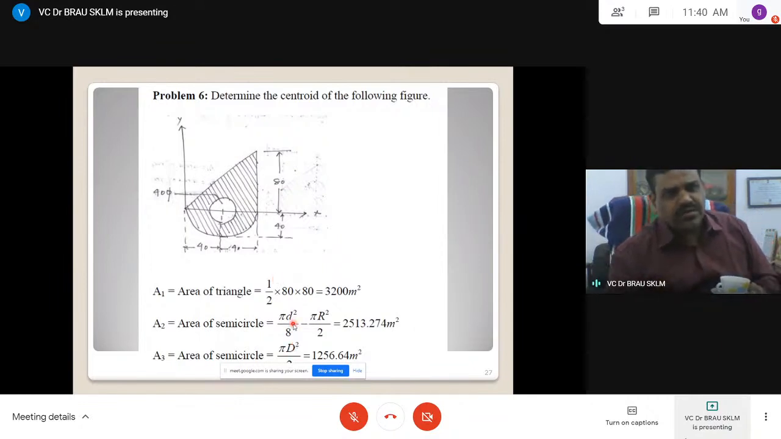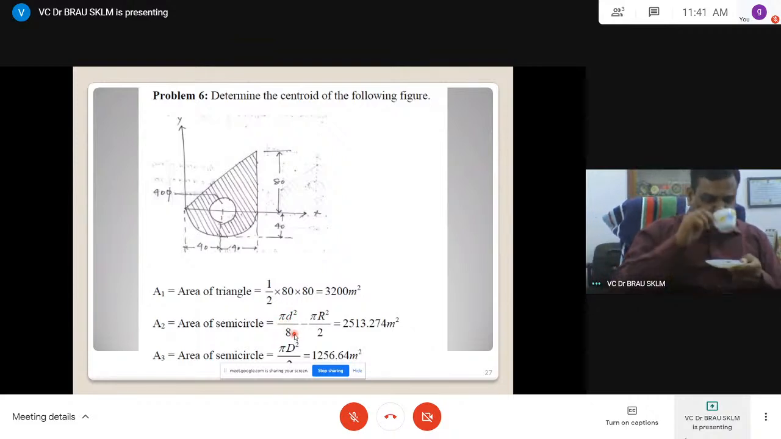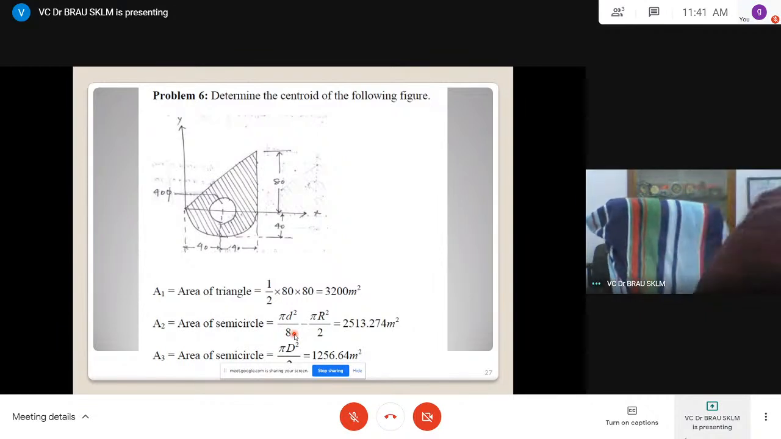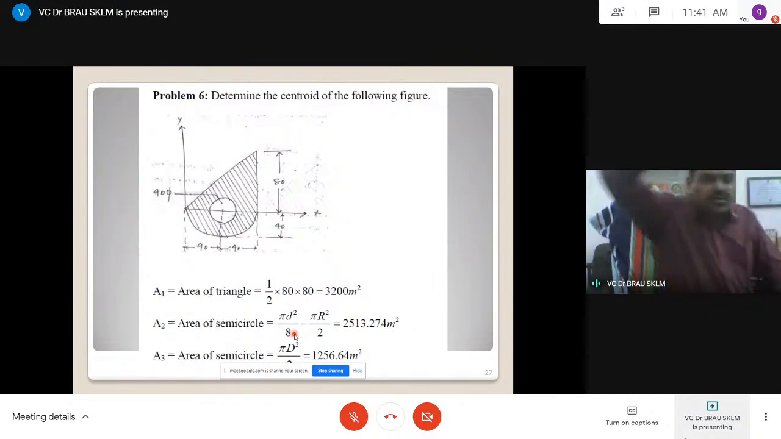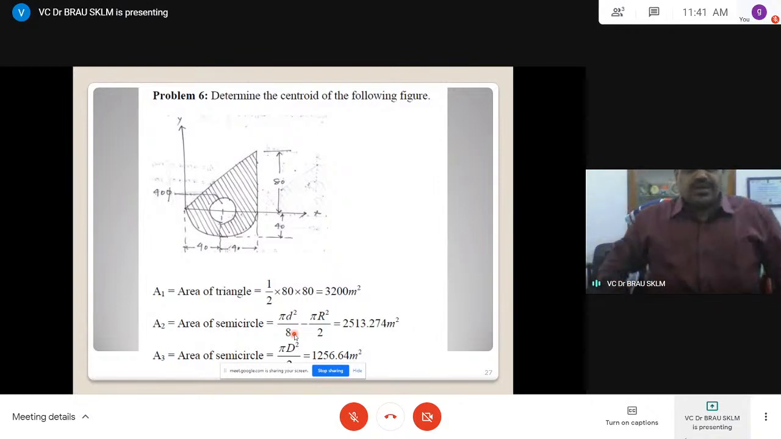Here r is equal to d by 2. Pi r square by 2, with r as d by 2, that is d by 4, and already 2 is there, so pi d square by 8. Now we will find out A1, A2 and A3.